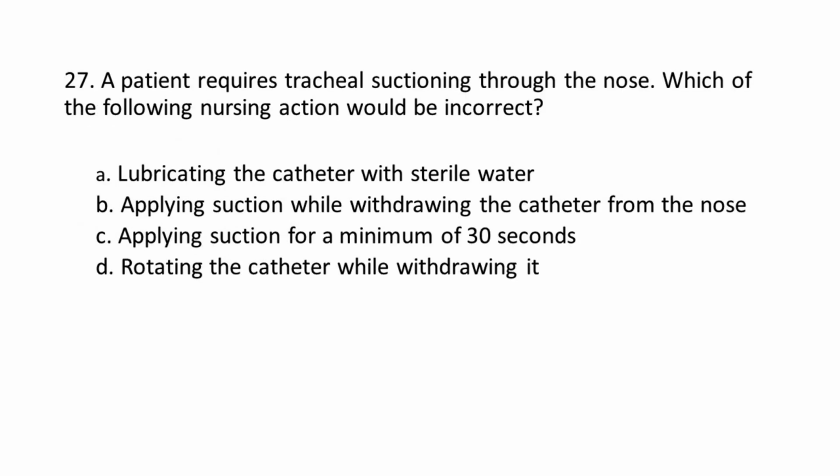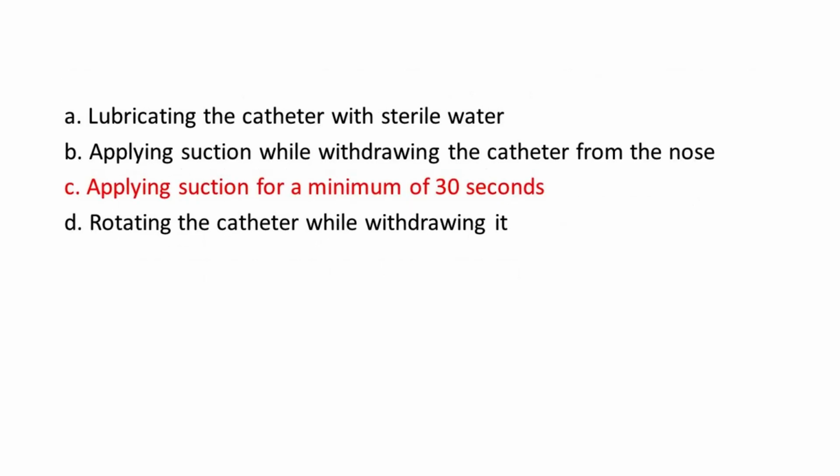27. A patient requires tracheal suctioning through the nose. Which of the following nursing actions would be incorrect? A. Lubricating the catheter with sterile water. B. Applying suction while withdrawing the catheter from the nose. C. Applying suction for a minimum of 30 seconds. D. Rotating the catheter while withdrawing it. The answer is C. Applying suction for a minimum of 30 seconds.